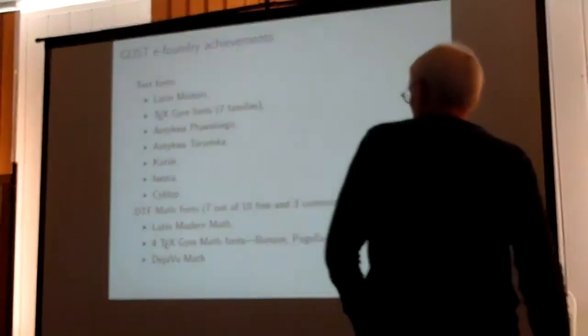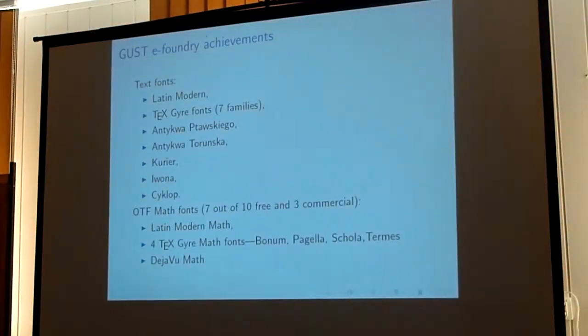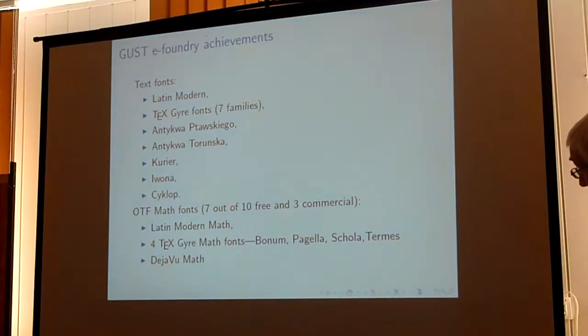The list of achievements. Text fonts: you know that we have seven families of the Gyre fonts. Polish characters got wrong, I'll correct it. Something went wrong, and I didn't include the encoding. Okay, Kurier, Pagella. You have 7, 8, 9, 10, 11, 12, 13 fonts.